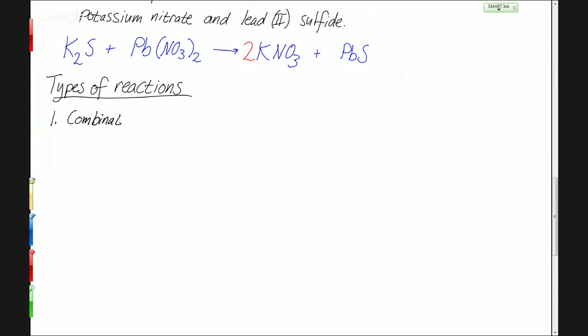First type is called combination, or sometimes composition. And this is 2 reactants coming together to form one. So something like A plus B becomes AB. An example of that would be the first reaction we looked at today.